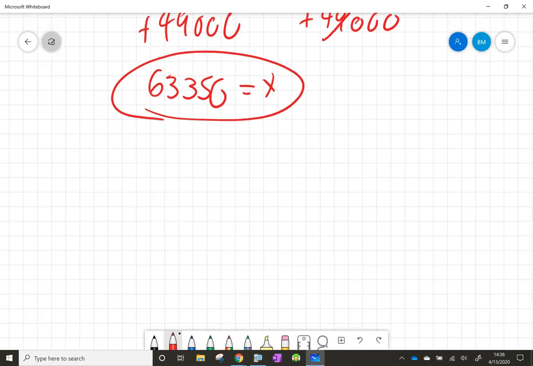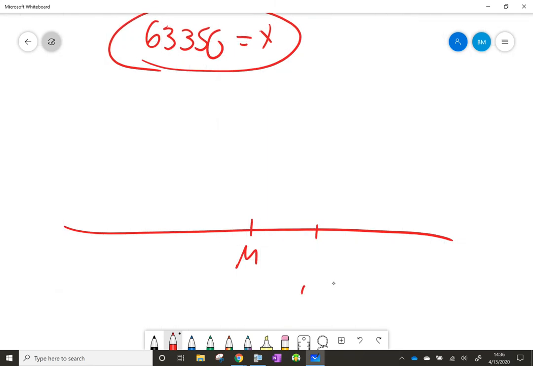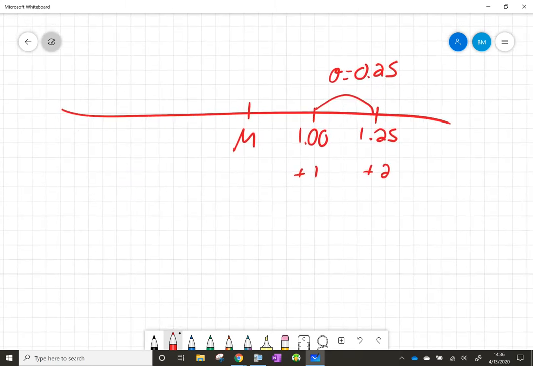Again, if you need a little bit more explanation, let me draw it out for those visual people. We don't know what the mean is, and we don't know what the standard deviation is. But we do know that at +1 standard deviation, it's 1.00, and at +2 standard deviations, it's 1.25. Because that's one standard deviation apart, I can tell that the standard deviation is 0.25. So that's what we were saying before.